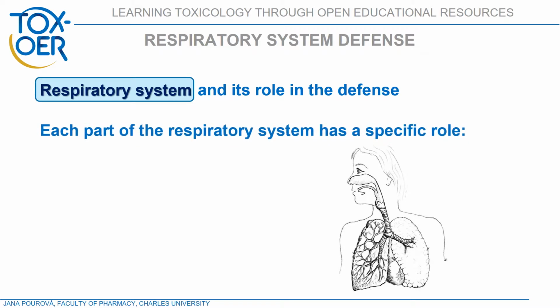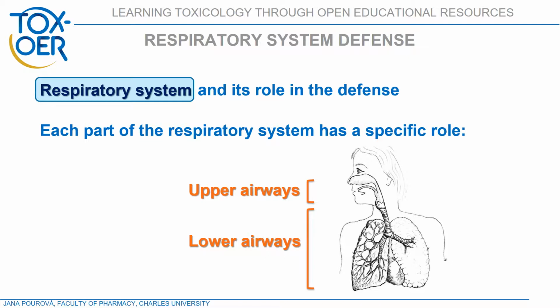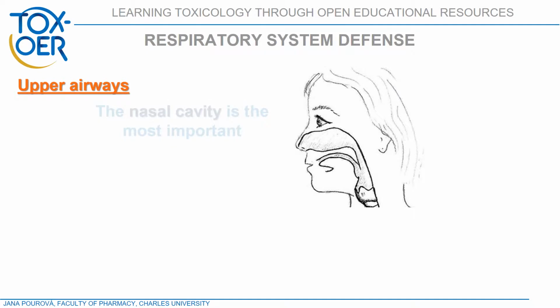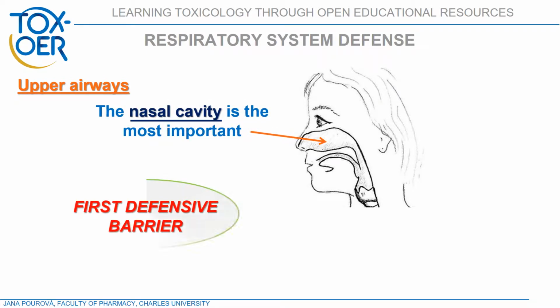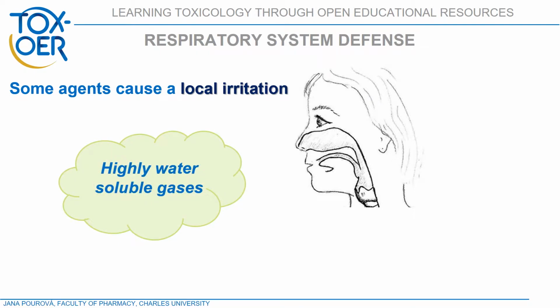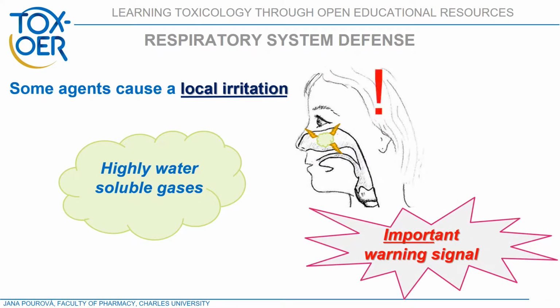Each part of the respiratory system has a specific role. In the upper airways, the nasal cavity is the most important. It represents the first defense barrier. Some agents cause a local irritation, for example, highly water-soluble gases. It is an important warning signal.